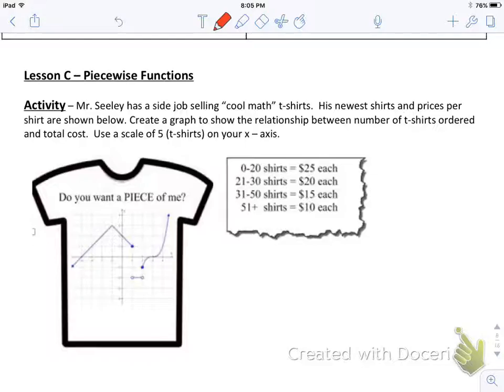The next piece, piecewise, there's a shirt right there. Do you want a piece of me? I don't know if that's enticing enough. Would be better if I drew in some features of that graph. Yeah, do you want a piece? Of course. Yeah, we're going to move on.